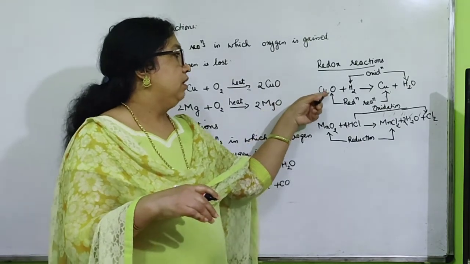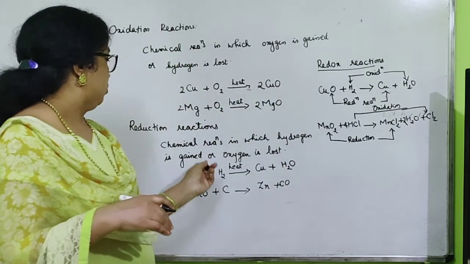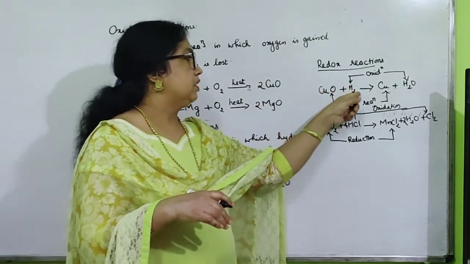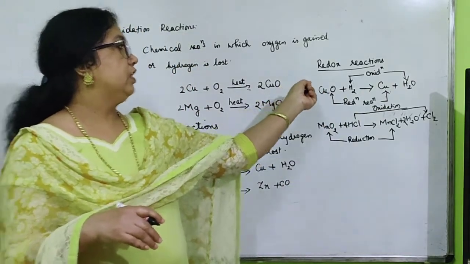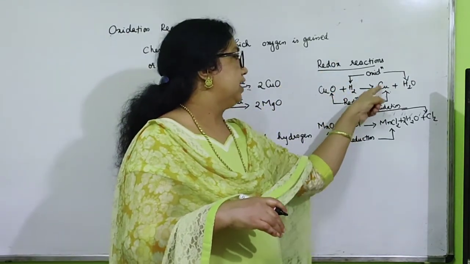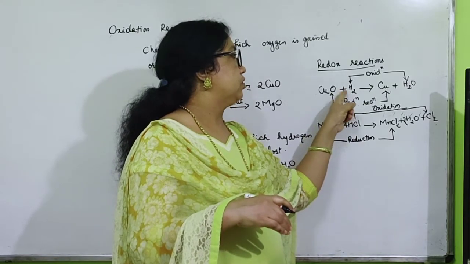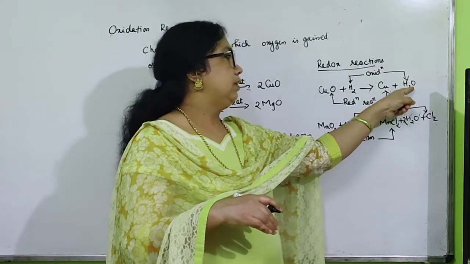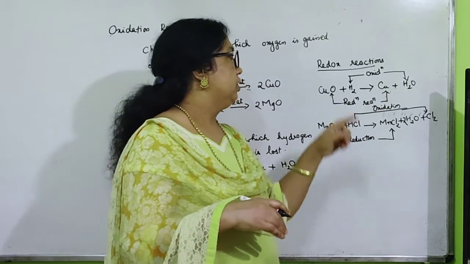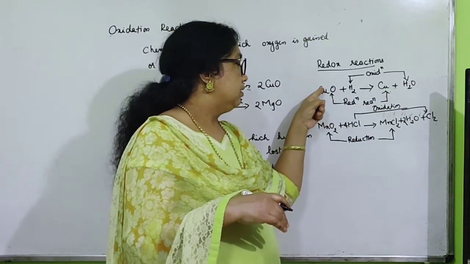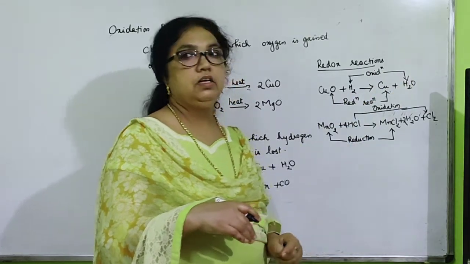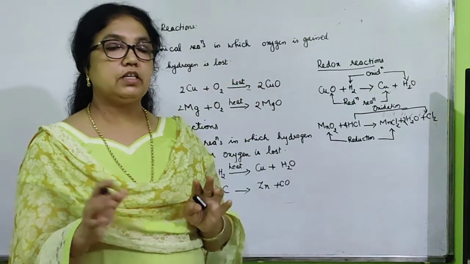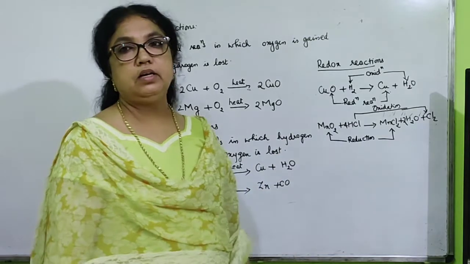For example, look at this reaction: CuO plus H2 gives Cu plus H2O. From copper oxide, oxygen is lost, so that is a reduction reaction. And to hydrogen, oxygen is added, and it became water. So that is oxidation. Here one reactant gets reduced and another gets oxidized, so both oxidation and reduction happen. That is called redox.